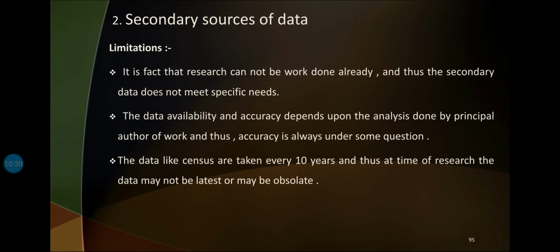Data like census are taken every 10 years, and thus at the time of research the data may not be the latest or may be obsolete. So this is one of the limitations. Suppose you want to carry out research at some midpoint of the decade, and at that time you want to search for trustworthy data, you take the document from the census record, and from the census record you can see that the census is carried out at a gap of 10 years. So the data is not accurate. Now, how to read your data?